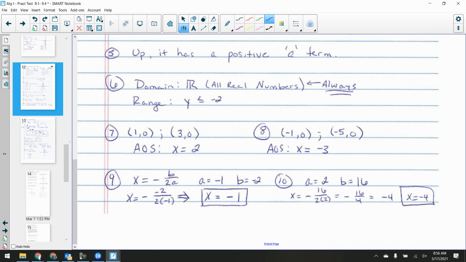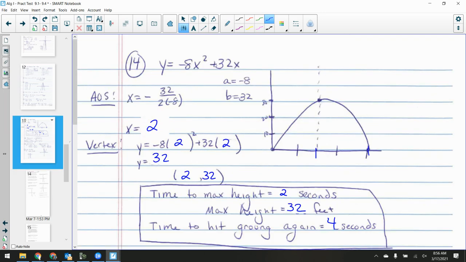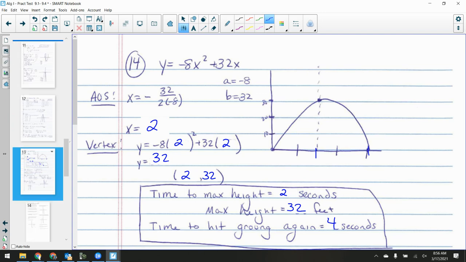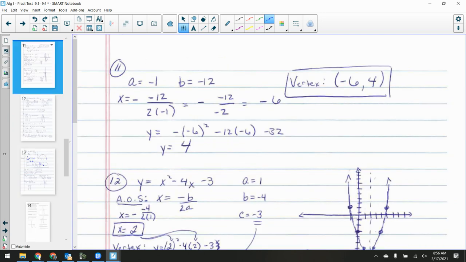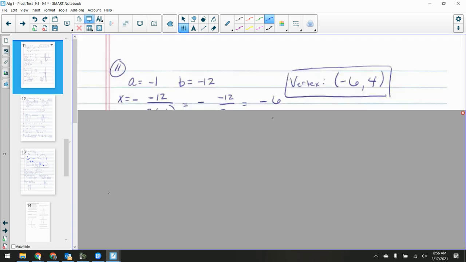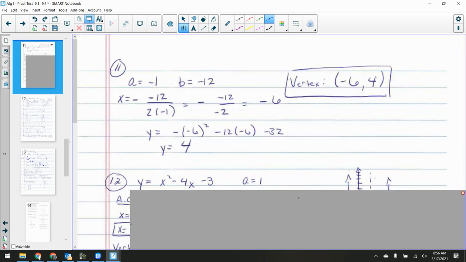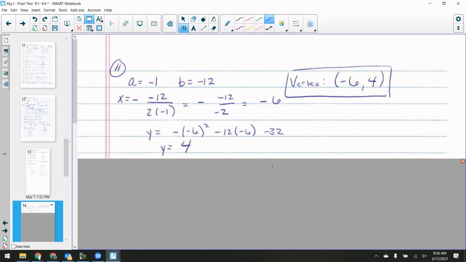Who had number 11? Good. Look, she's finding the axis of symmetry and then using that axis of symmetry to plug it back in to find the vertex. She has negative 6, comma, oops, that's not the right page. Get back up there. This is negative 6, comma, positive 4. And I would agree with that. Very good. And you see the answer up on the screen. If you're following along at home, negative 6, comma, positive 4.